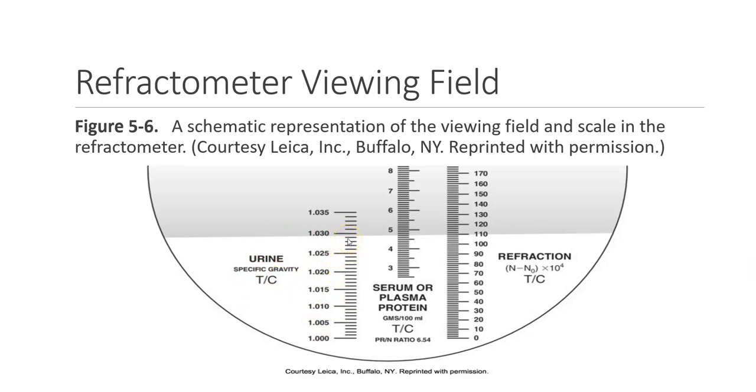1.029. This is for serum or plasma, and this is for refraction. For urines, we always go by this scale. So again, if you see this picture on a test, I want you to have the ability to be able to read off of it and tell me the specific gravity.